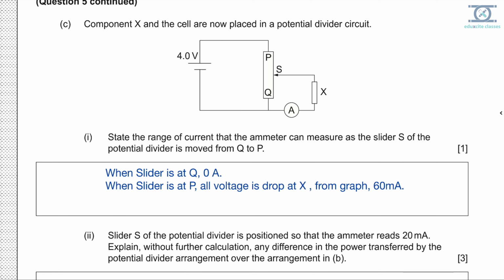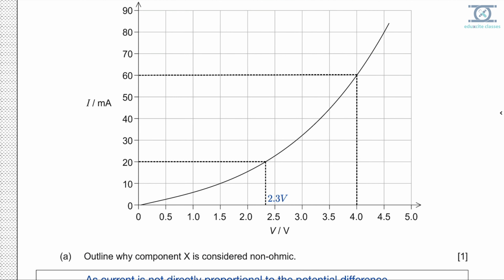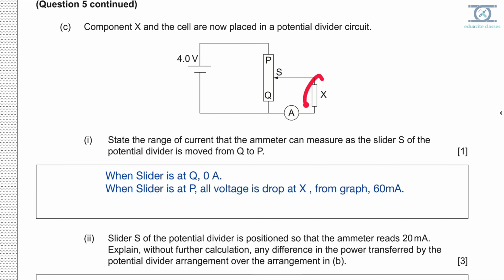So the maximum current from the graph, we can consider at 4 volt. At 4 volt from the graph, what is the value of current? That is 60 milliampere, because all the voltage has been dropped at X. So at 4 volt, the current will be 60 milliampere.